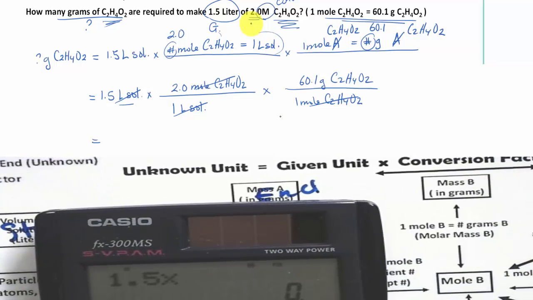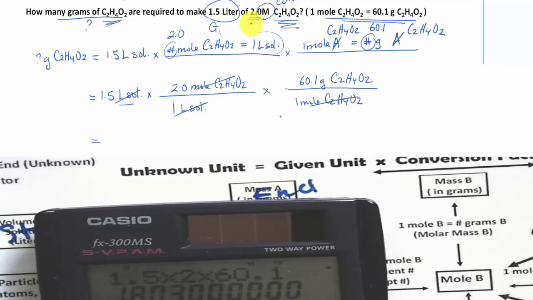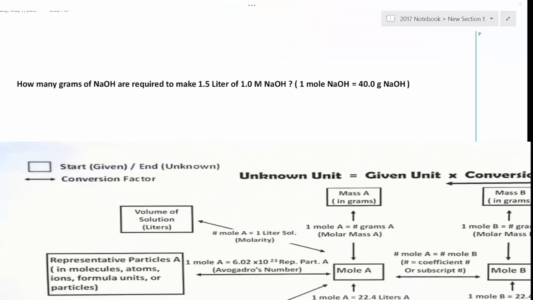1.5 times 2 times 60.1 give us 180.3. So we would have 180.3 grams of C2H4O2. So we would need that many grams to make 1.5 liter of 2.0 molarity concentration of C2H4O2. And later on, we're going to learn how to do that in our labs, okay? Now let's try another challenging problem.